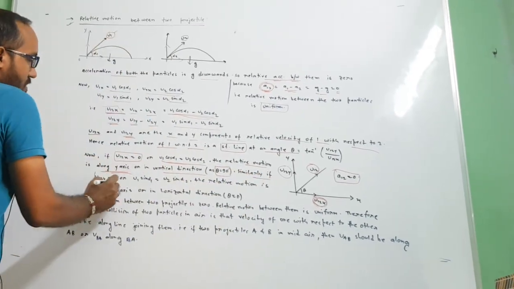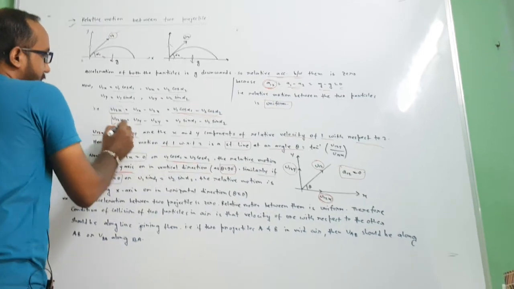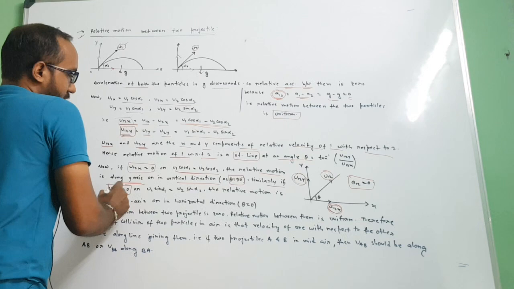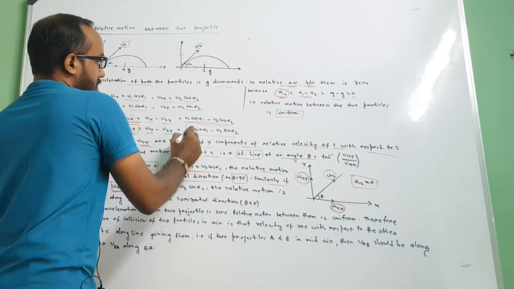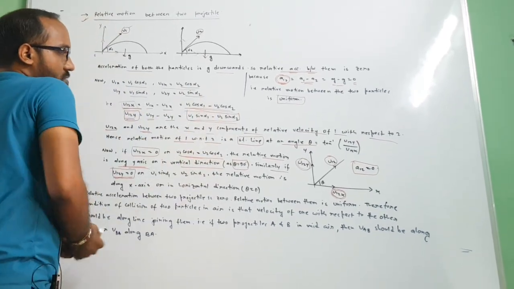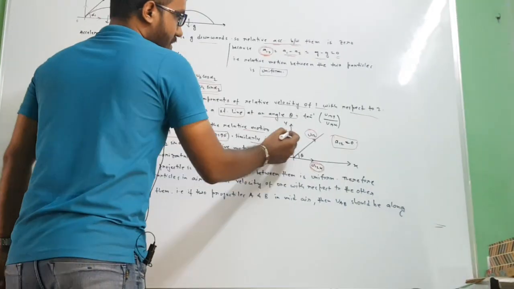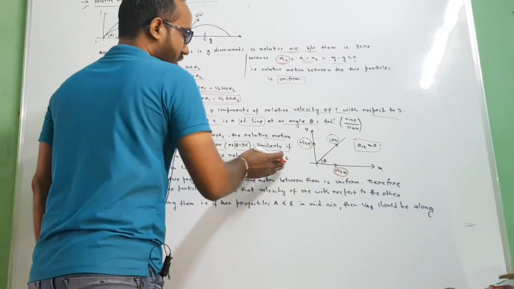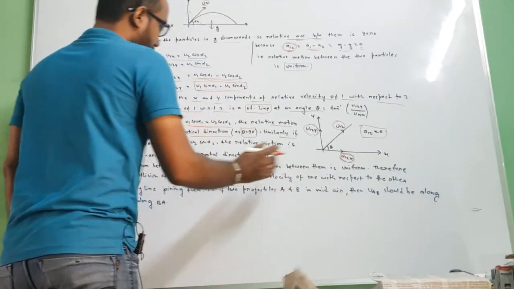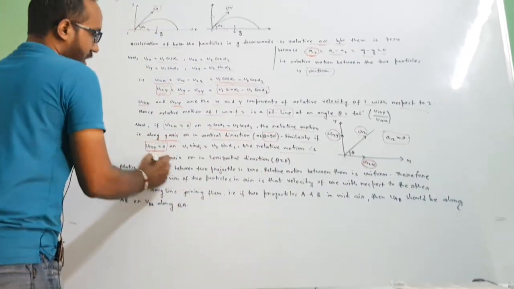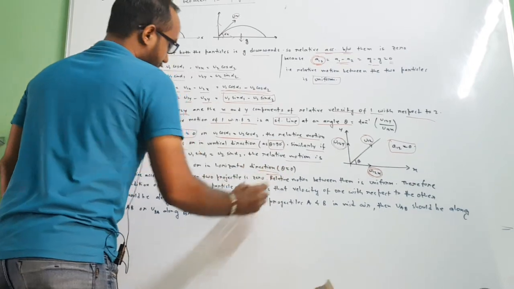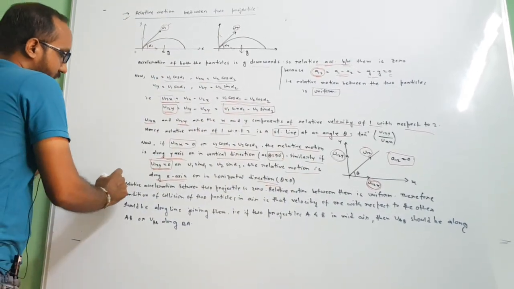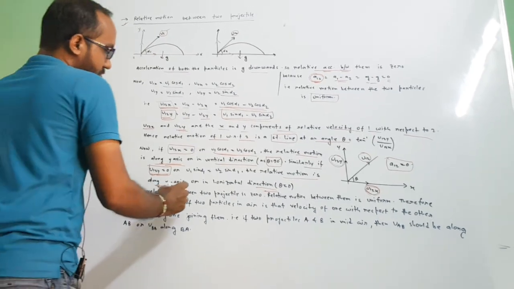Similarly, if u12y equals 0, that is if the relative velocity of vertical component is 0, that means u1 sin alpha 1 equals u2 sin alpha 2, that means there is no vertical component. Relative motion is along x-axis, that is in the horizontal direction, because there is no vertical component, that means theta is 0. Remember this is an extremely important point.